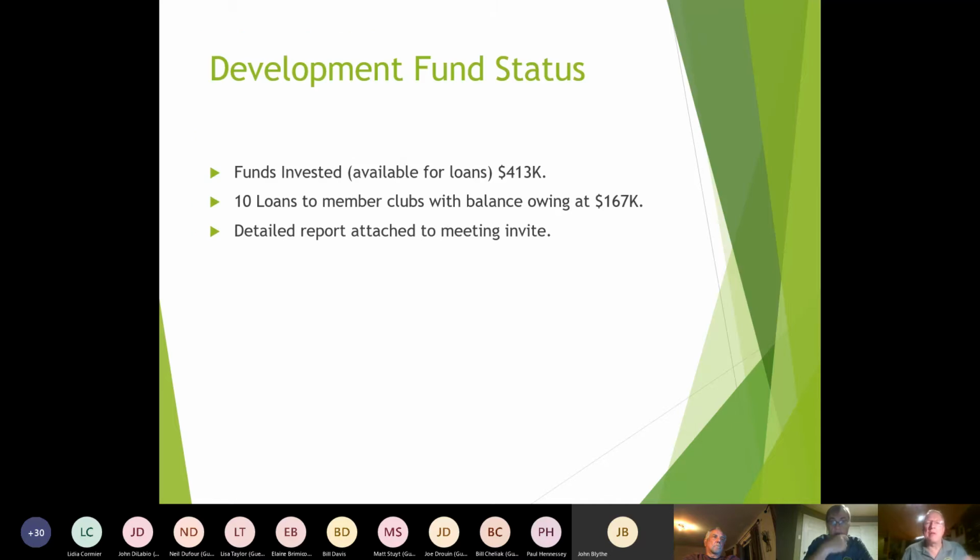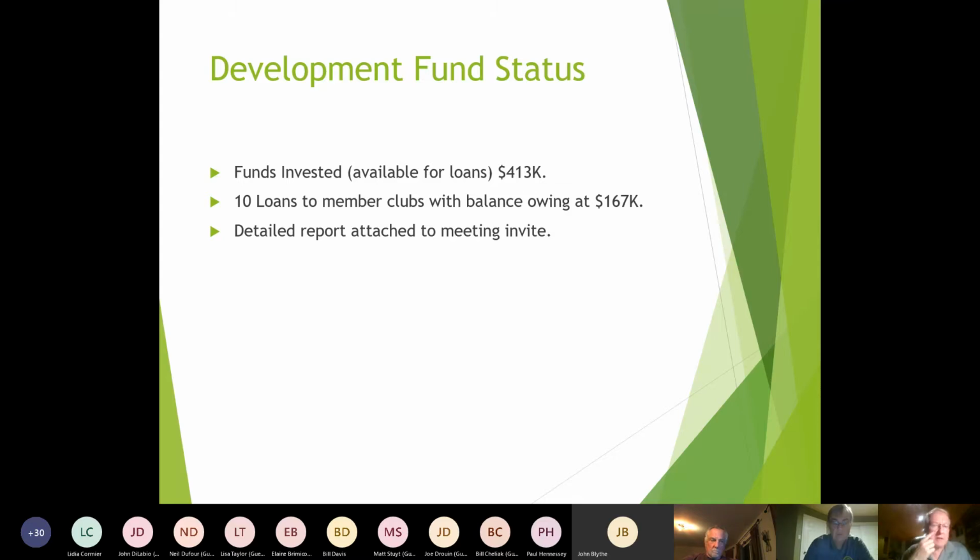Development fund status. I mentioned the development fund earlier on. Funds currently invested and available for loans: $413K. There are currently 10 loans to member clubs, with a total balance owing between the 10 of $167,000. And there was a detailed report attached to the meeting invite.